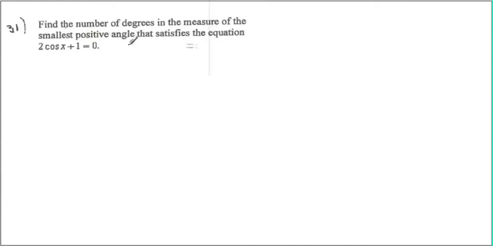Smallest positive angle that satisfies this equation. So that means we're going to subtract 1 from each side. You'll realize that cosine of x must be equal to -1/2. That means x has to be equal to reference angle being 30 degrees, I mean the reference angle being 60 degrees in case of cosine. Then we end up getting 120 degrees. That becomes our answer.